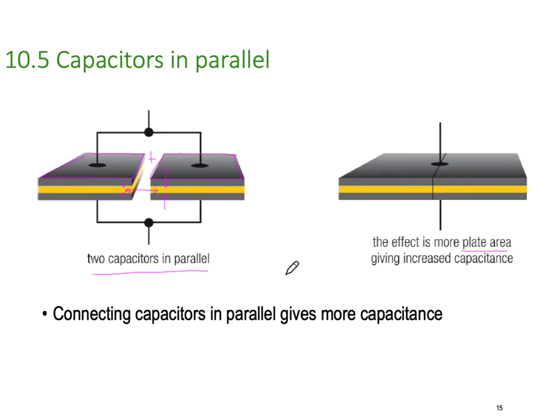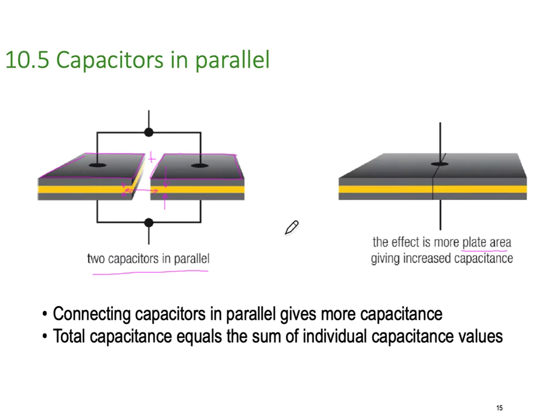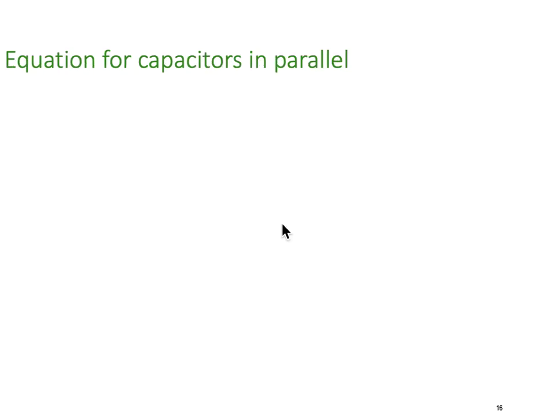So connecting capacitors in parallel simply gives you more capacitance. The total capacitance equals the sum of the individual capacitance values, C1 plus C2 plus C3, etc. So here's our equation for capacitors in parallel: capacitance total equals C1 plus C2 plus C3 and so on and so forth. You just simply add them up. And the voltage rating of the capacitor is simply the voltage rating of the lowest-voltage capacitor that you've used.